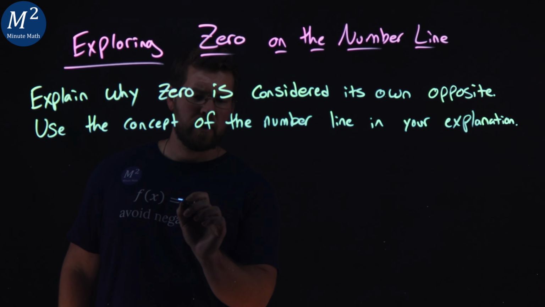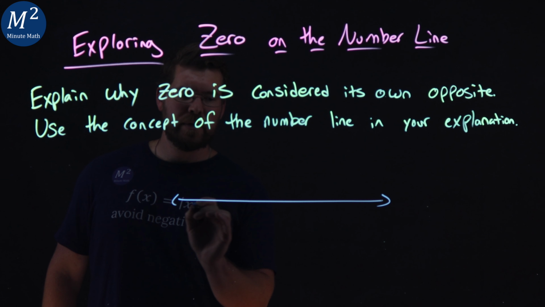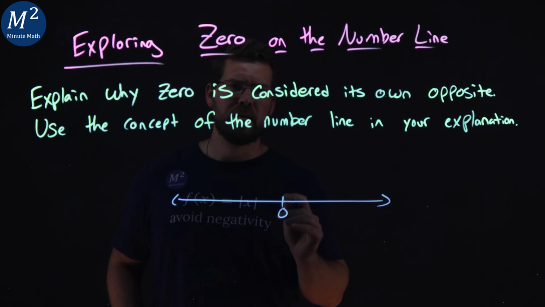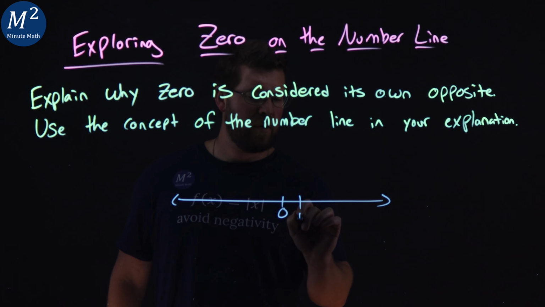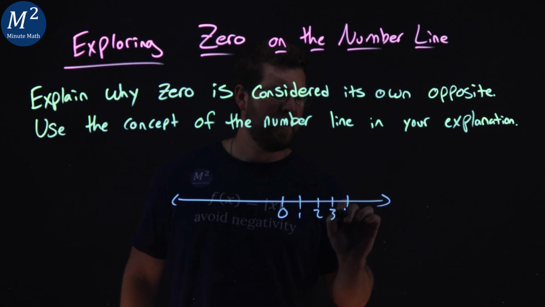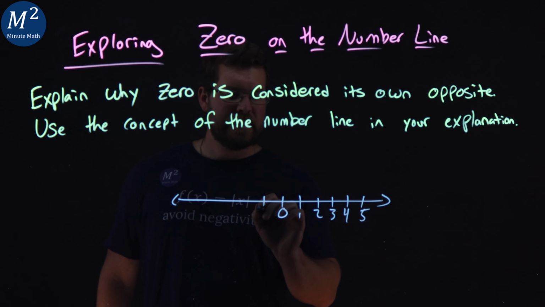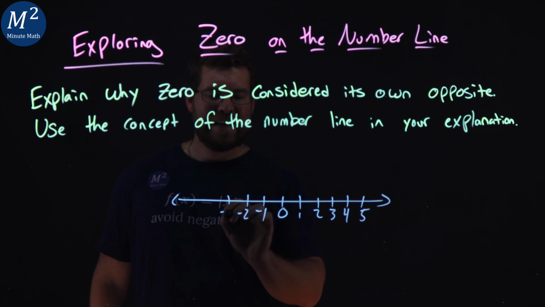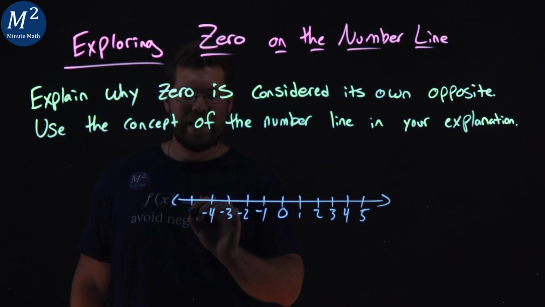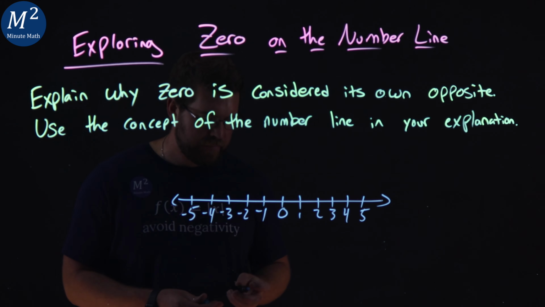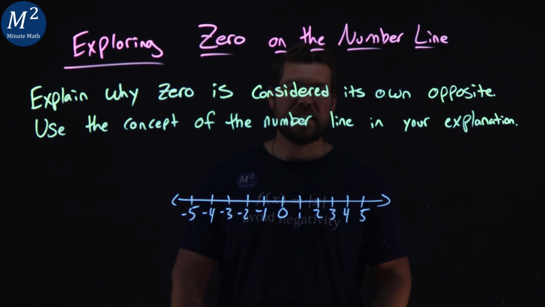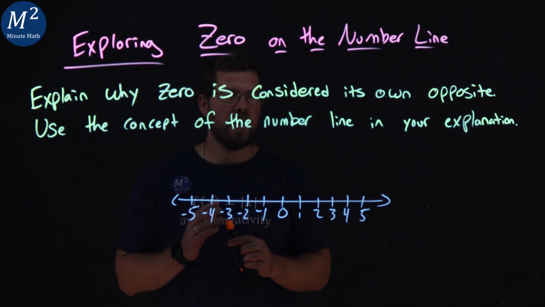Let's draw the number line. We'll put 0 right in the middle here. I'm going to talk about the values to the right and left. So 1, 2, 3, 4, 5, -1, -2, -3, -4, and -5. Let's talk about 0 here on the number line.